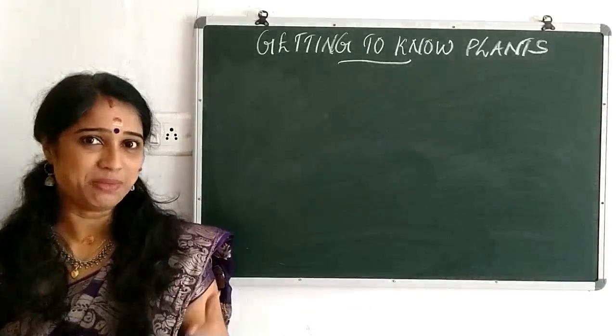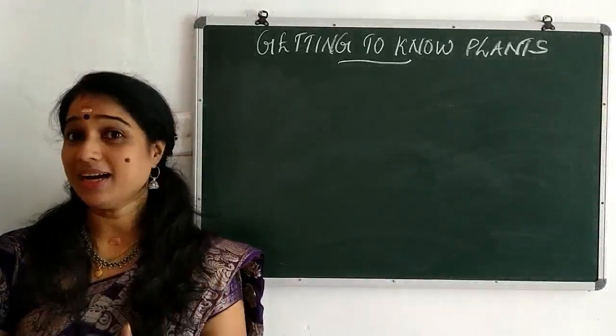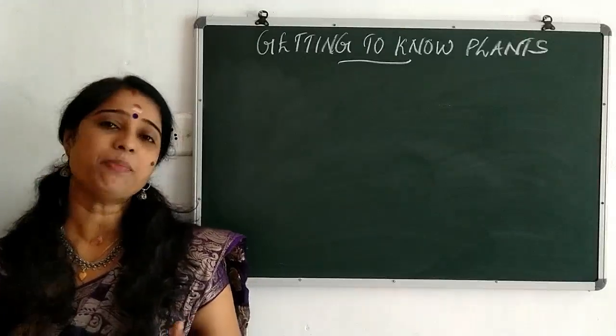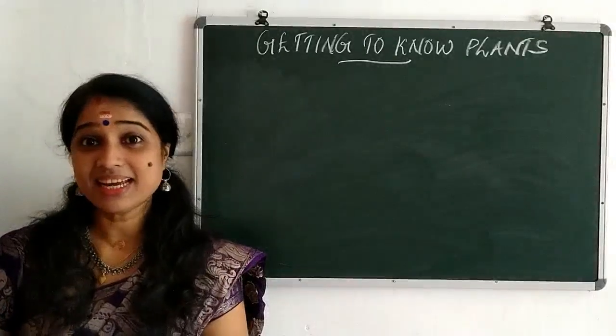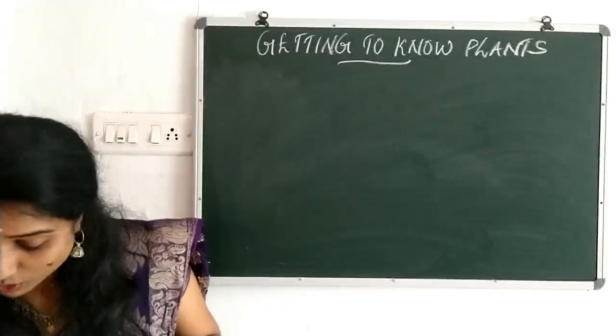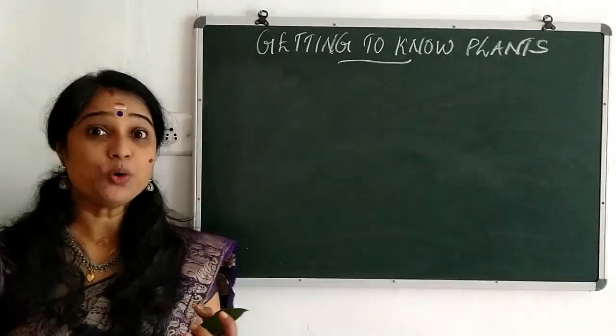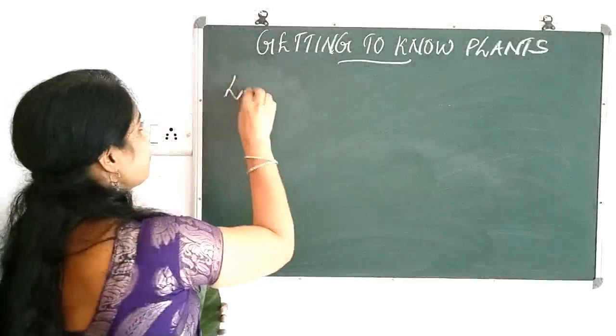And I could see someone telling the answer. Not only that, I will give you one more clue. That part is green in color. Yes, absolutely right. It is the leaf. So today we are going to discuss what? The leaf.